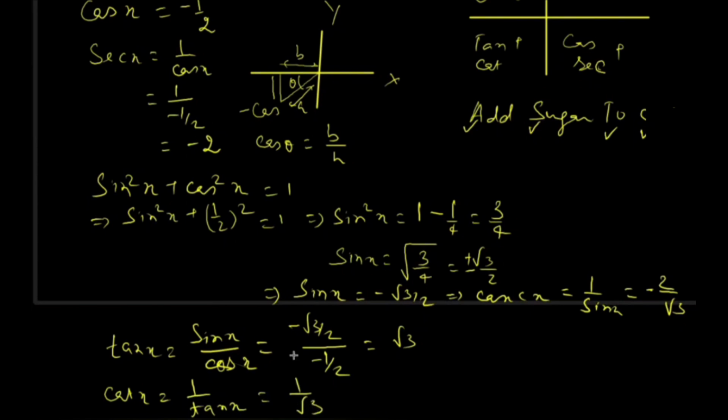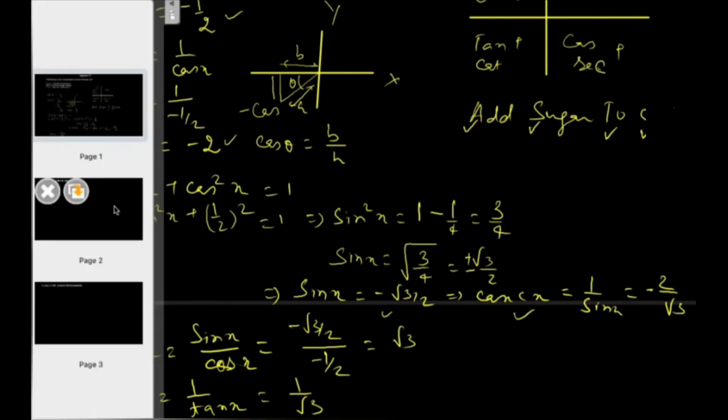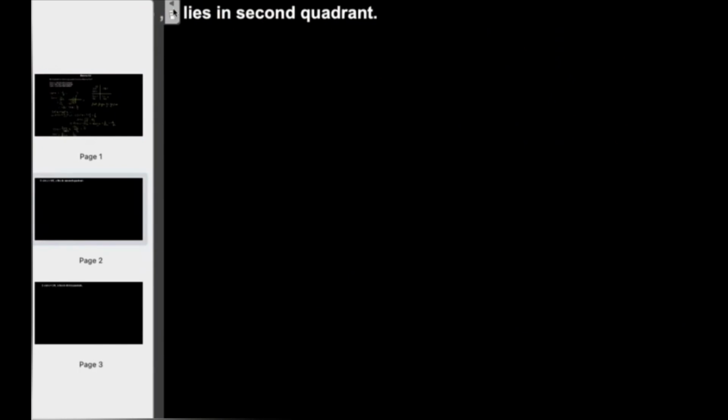Alright, so we have got all the values. We have got cos x, sec x, sin x, and cosec x, right? So now let's move on to the next problem. Our next problem is this one.